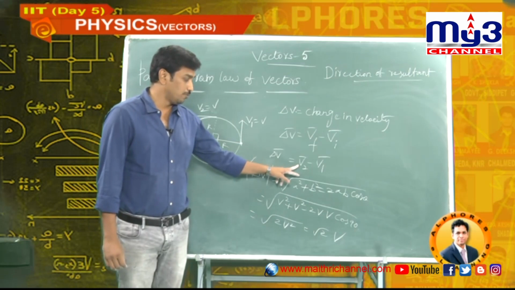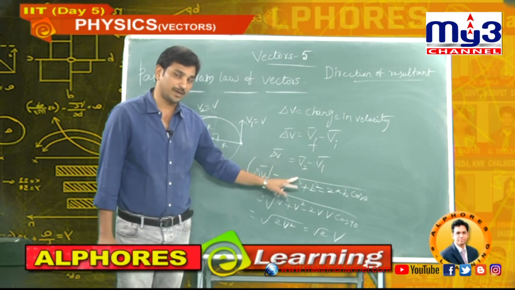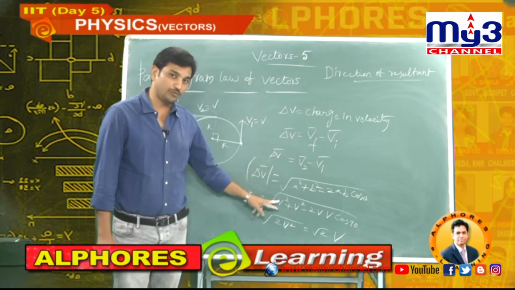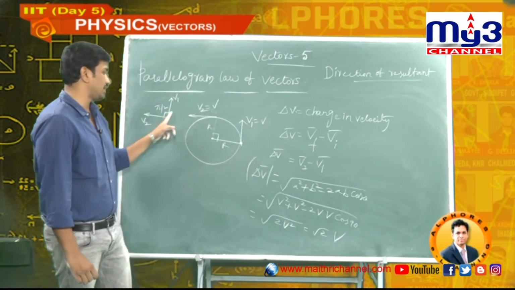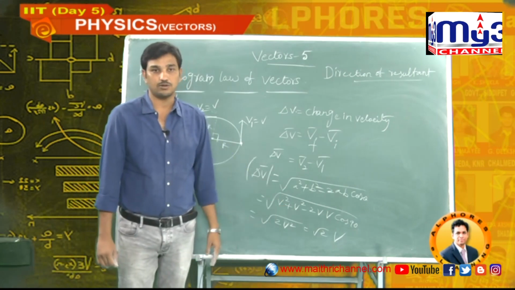Now the magnitude of V2 bar minus V1 bar looks like A bar minus B bar, which is under root of A square plus B square minus 2AB cos theta. A value V, B value V. For cos theta, the angle between the initial vector and the final vector is 90. Final answer, root 2V. I think you got the clarity.